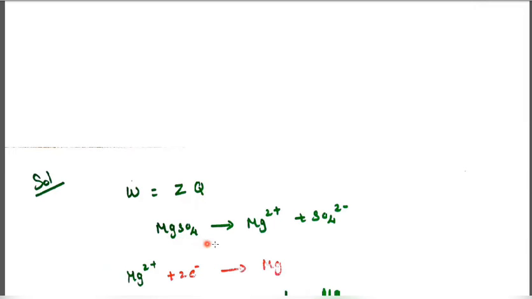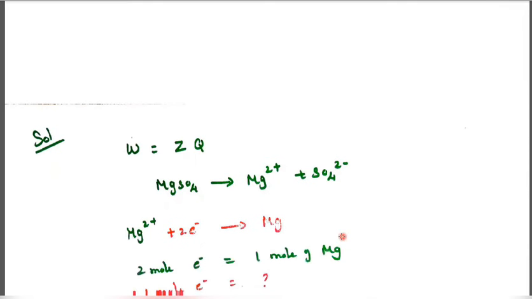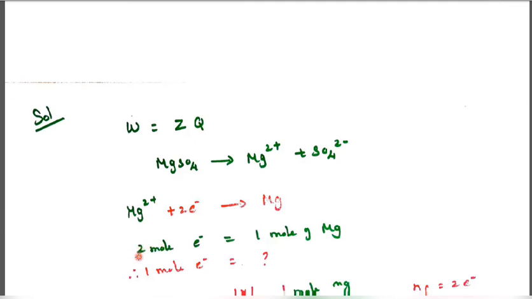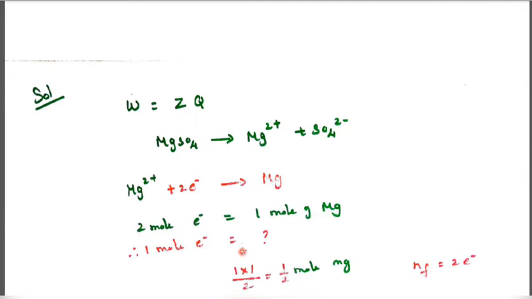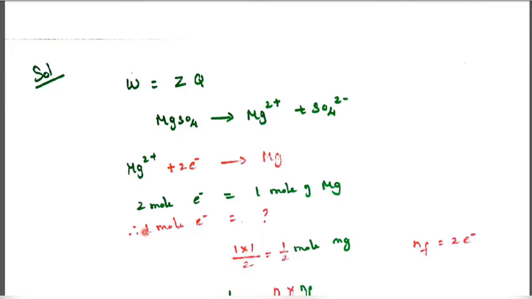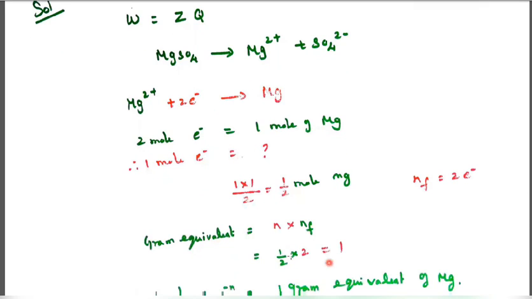MgSO4 gives Mg2+ and SO4 2-. Mg2+ gains 2 electrons and becomes Mg. So 2 moles of electrons give 1 mole of magnesium. Means 1 mole of electron, by cross multiplication, is 1 into 1 divided by 2. 1 by 2 is nothing but 0.5, or we can keep it as 1 by 2.